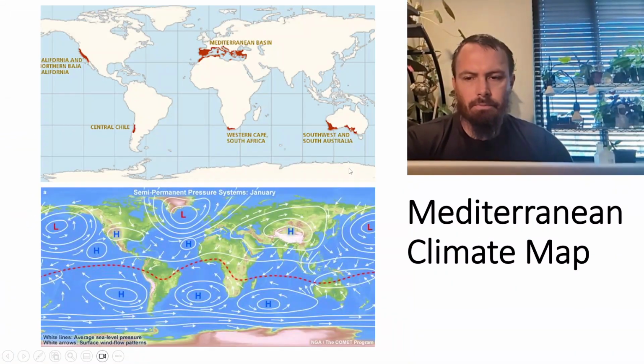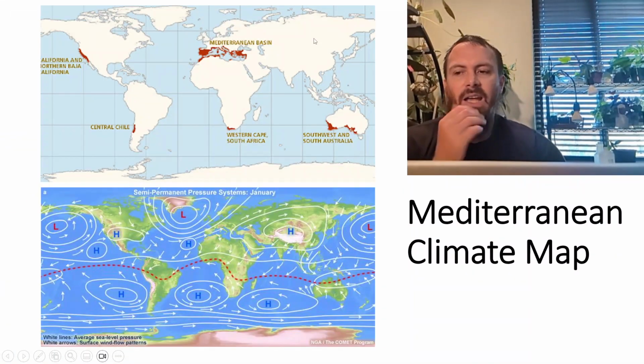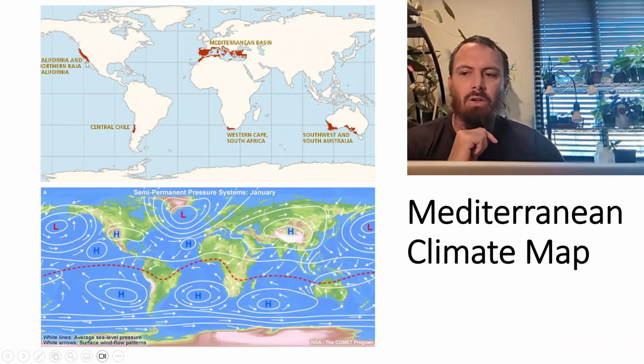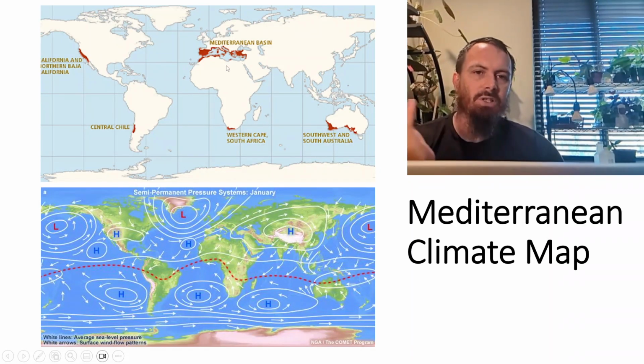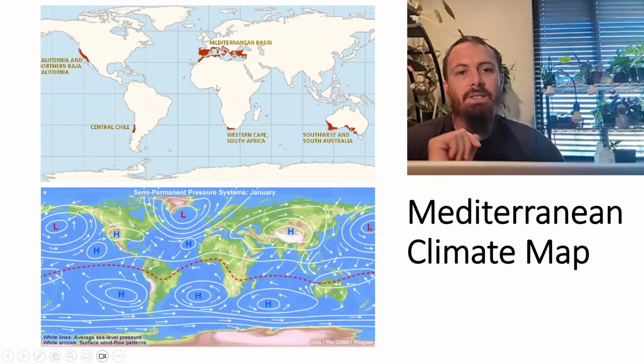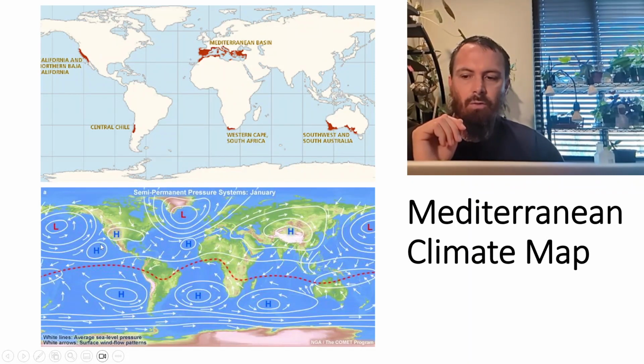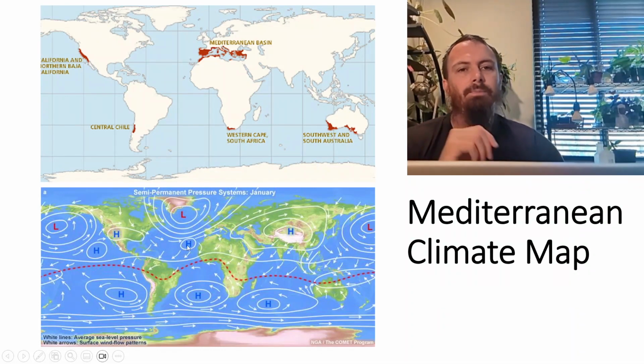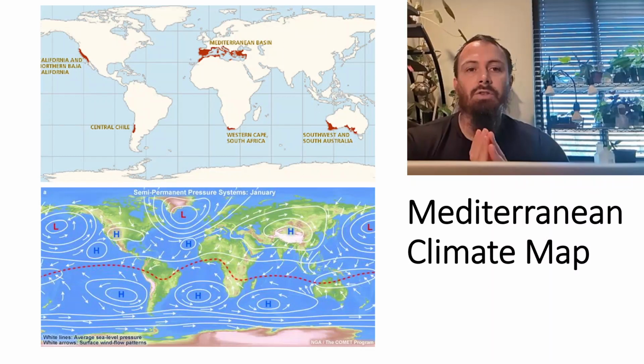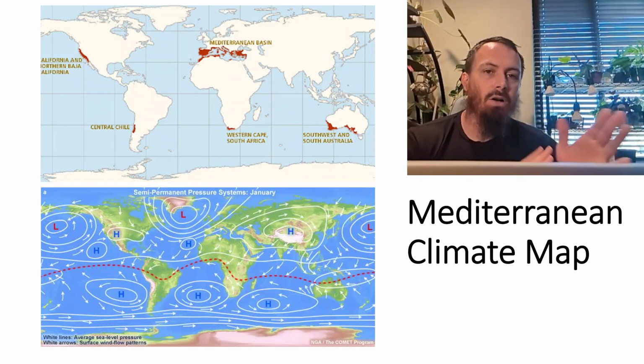Now, here's a map of Mediterranean climates. California, parts of Chile, parts of South Africa, parts of Australia, and the Mediterranean, which is what it's named after. What's interesting is each one of those locations has what we call a semi-permanent high pressure system. And so you can see we have one here. They have one here in South America, Africa, Australia, and the Mediterranean. Remember, high pressure systems don't allow rain. They can block rain.